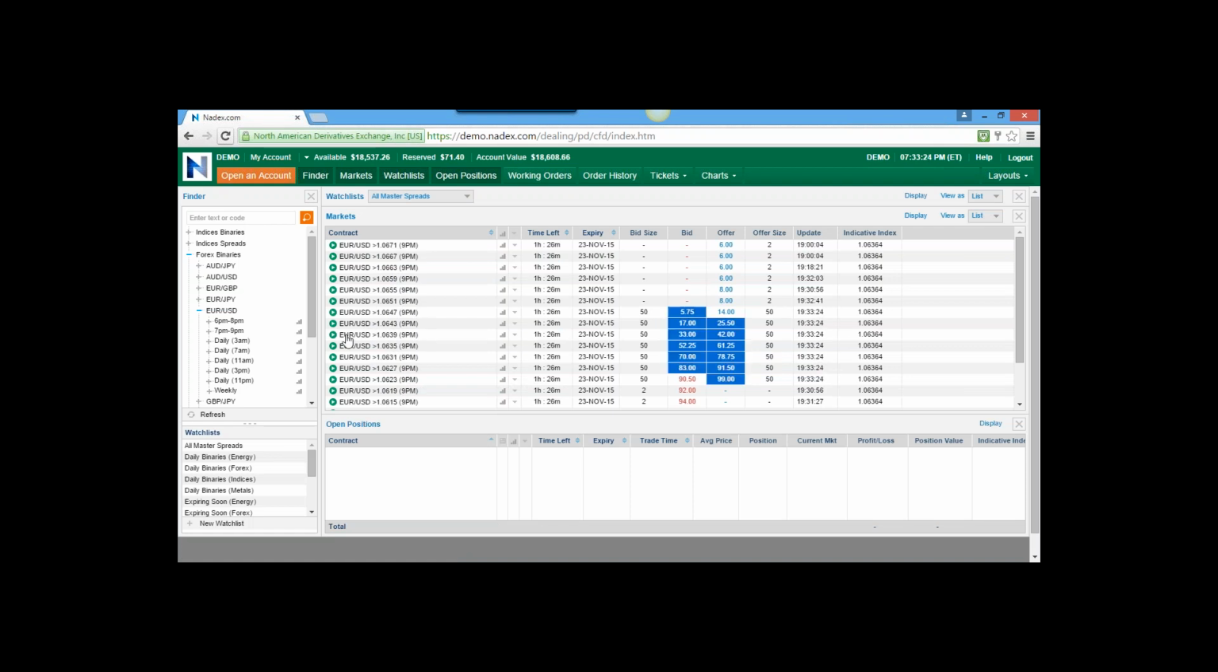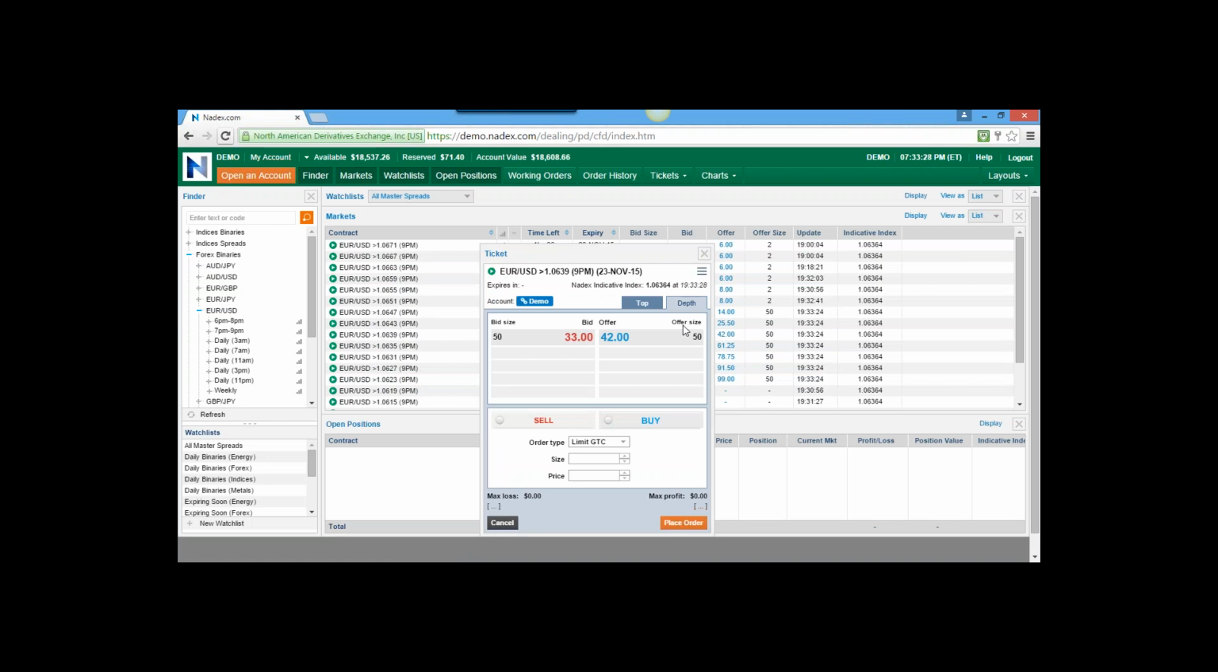What is a binary? All a binary contract is, like if I open this up, this is a binary contract. What does it say? That the euro dollar will be greater than 1.0639 by 9 p.m. That's it. That's all a binary is, a statement, okay? A binary contract is a statement: the euro dollar will be greater than this price by this time. If I say yes, I think that is true, it will be greater than that, then I want to buy it. If I say nope, I don't think it's going to be true, I think it'll be less than that, then I'm going to sell it. So I'm basically saying yes, true, no, false. That's a binary contract, okay?